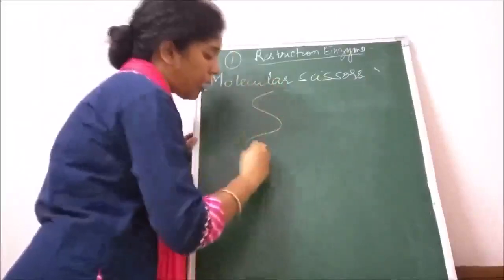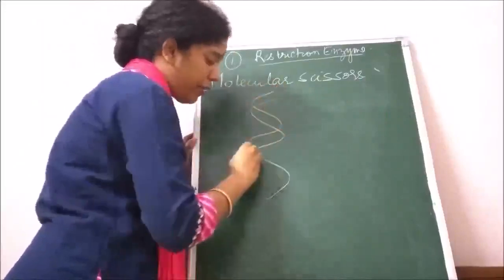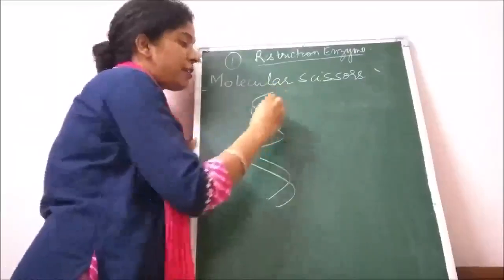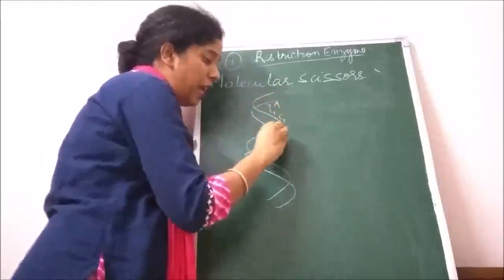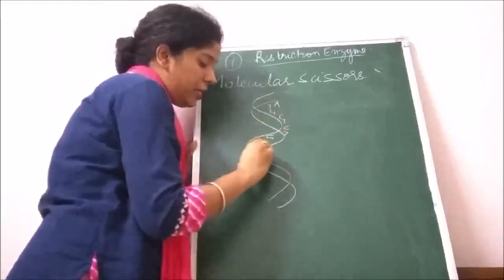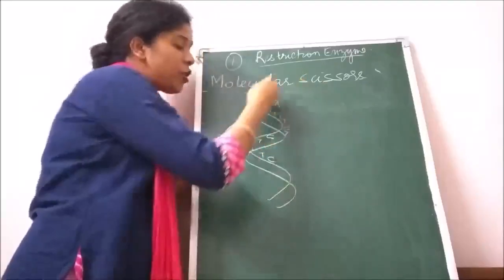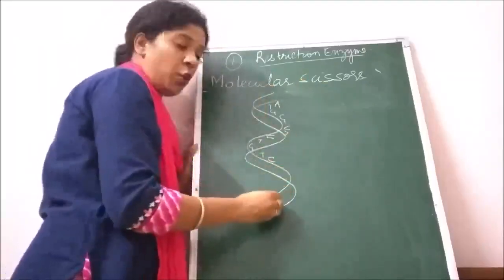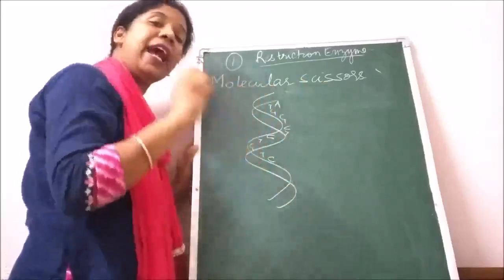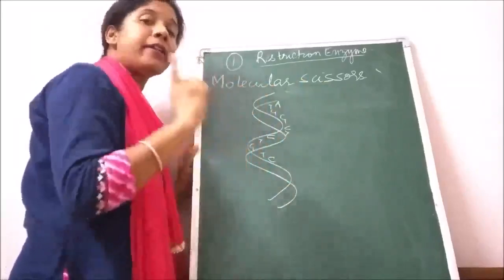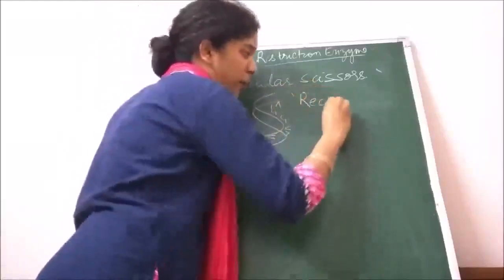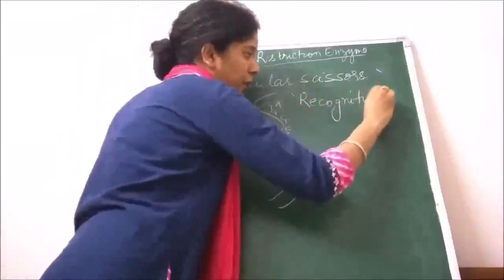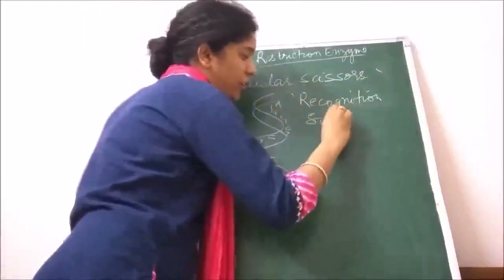We all know that our DNA is double-stranded, right? And it is made up of various bases, that is A, T, G, C, and so on. It is going to inspect the whole of the sequence, and it is going to cut the DNA at a special site, at a specific sequence which we call the recognition sequence. Recognition site or recognition sequence.